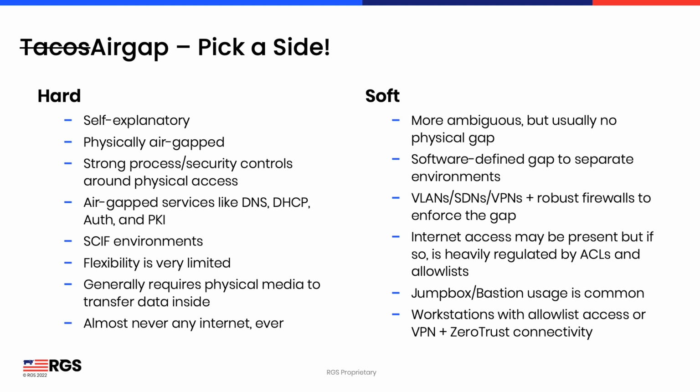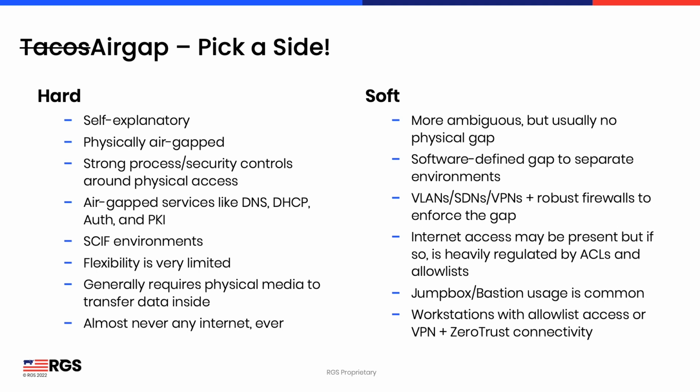Internet access may be present, but if it is, it's usually heavily regulated using access control lists and allow lists and things like that, for, say, sites you can actually connect to or ports you're able to connect over, banning different protocols and things like that. Jump boxes and bastion hosts are usually very common, but we also see cases where you can use your own workstation over, say, a VPN with some zero trust setup and just connect right in. And that's kind of what I'm going to do here.